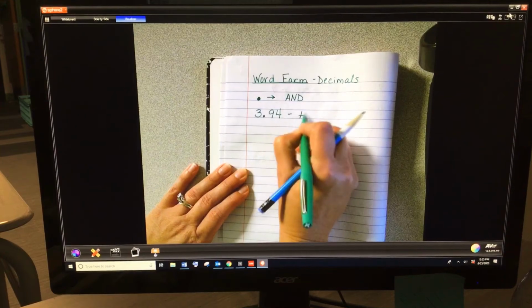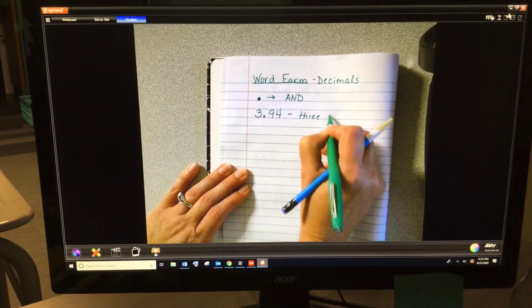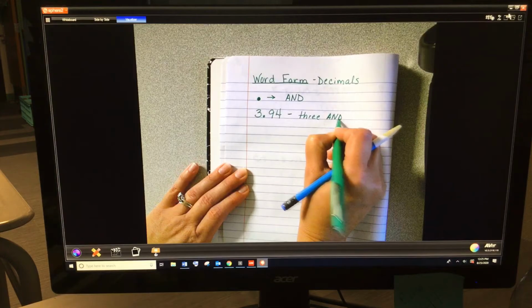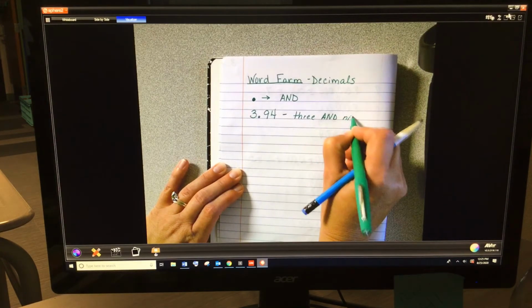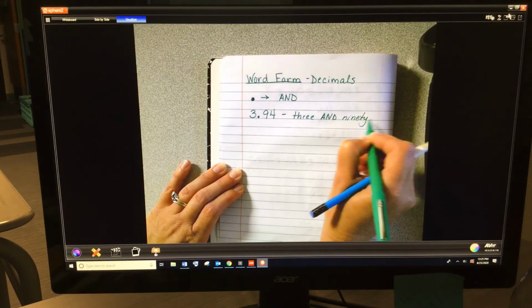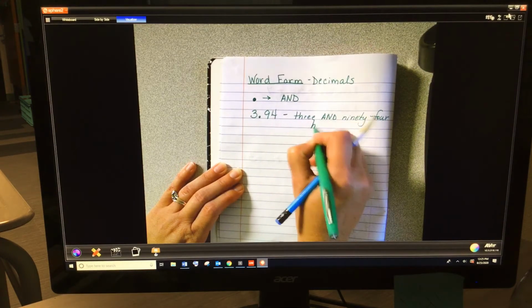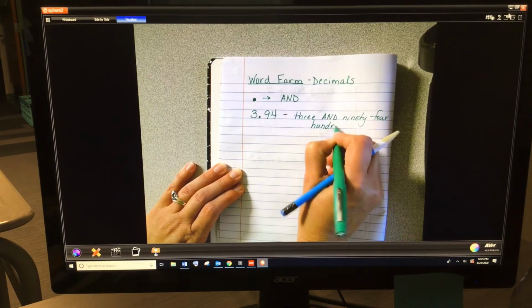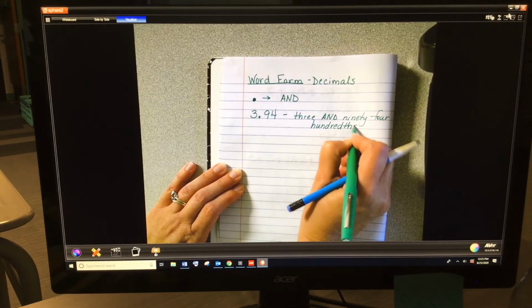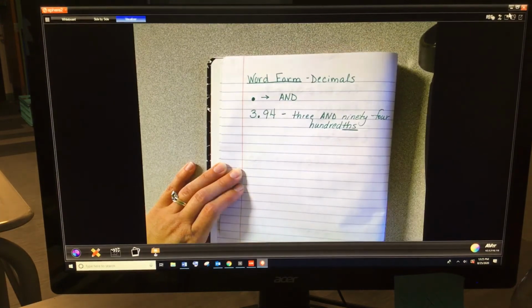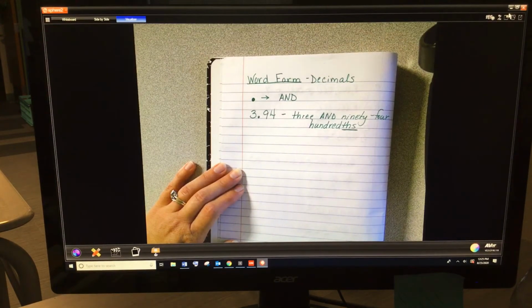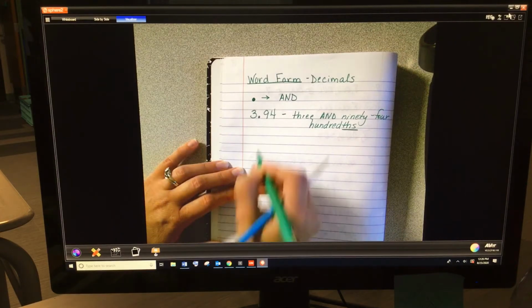So we have 3 and 94. 94 what again? Hundredths. So when we talk about decimals, we see that the word has a THS at the end. Tenths, hundredths, thousandths. So that's what we really need to pay attention to. All right, let's try another one. Let's do a little bit bigger one.